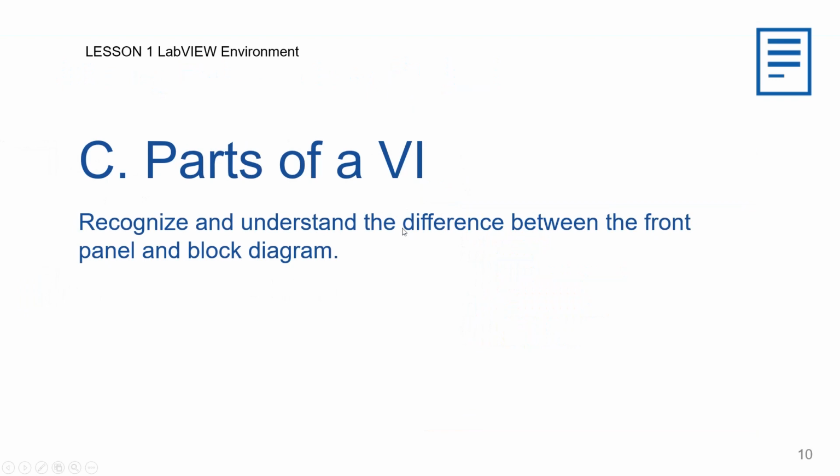Alright, so now we are going to discuss parts of a VI, virtual instrument. There are three parts of a VI. One is the front panel, another is the block diagram, and the third one is the icon connector pane. We would recognize the difference between front panel and block diagram, and we would also understand what the icon and connector pane are.